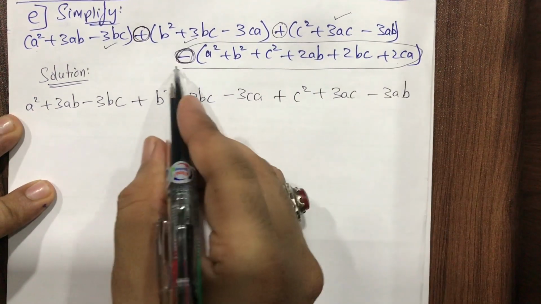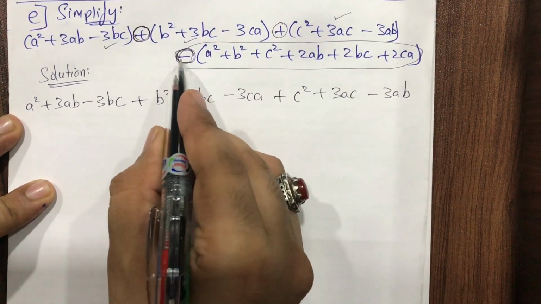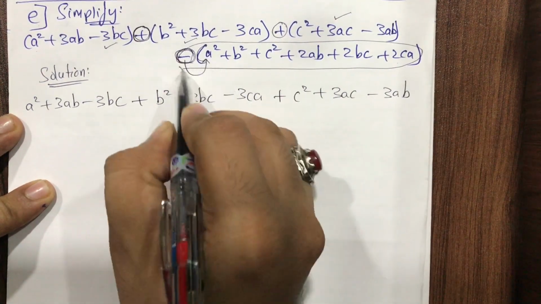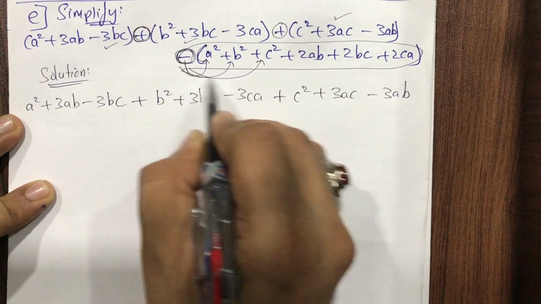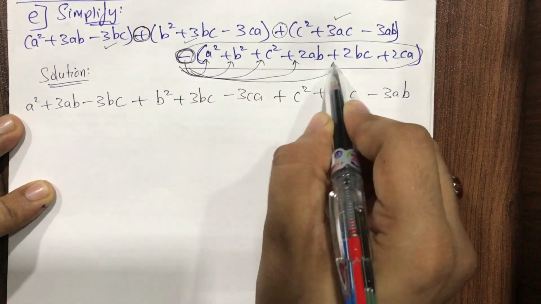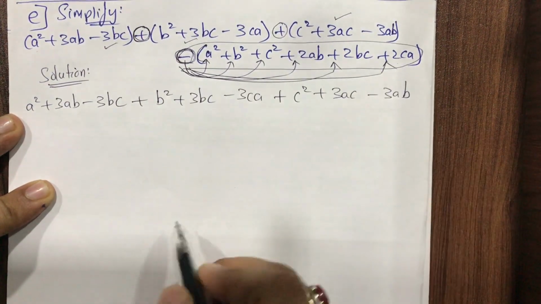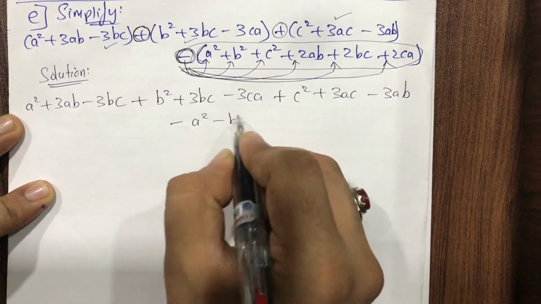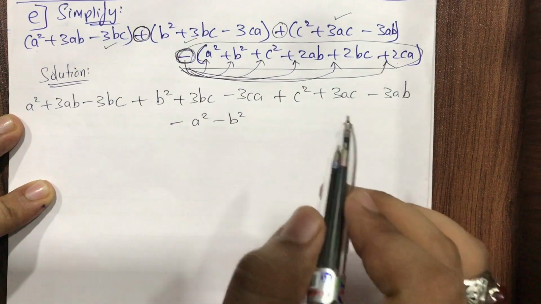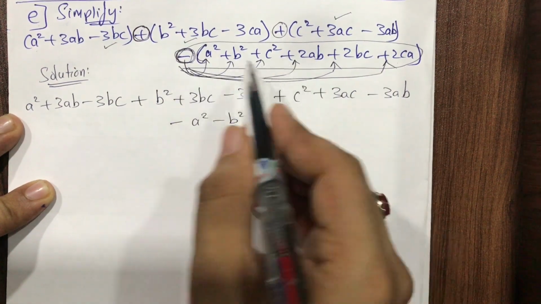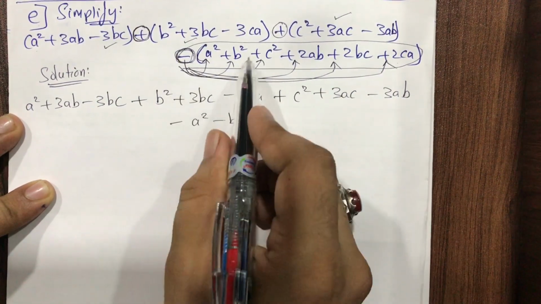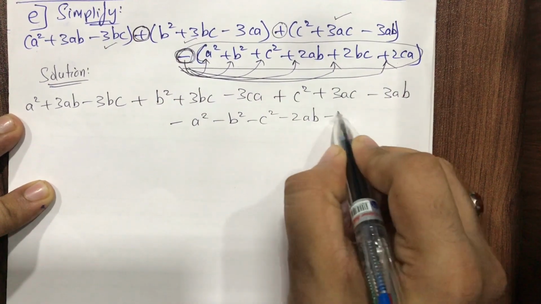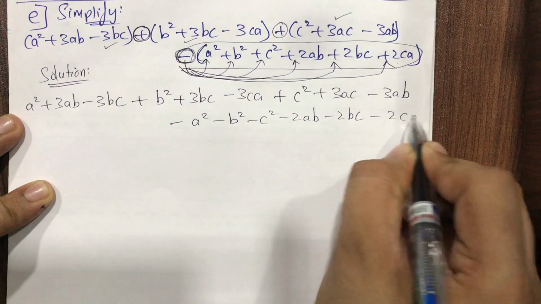Now pay attention, it's minus, and it's like minus 1 because brackets mean multiplication. So this minus will be multiplied with each of these terms. So it will be minus a square minus b square. All the signs will be reversed. If minus then plus, if plus then minus. Minus a square minus b square minus c square minus 2ab minus 2bc minus 2ca.